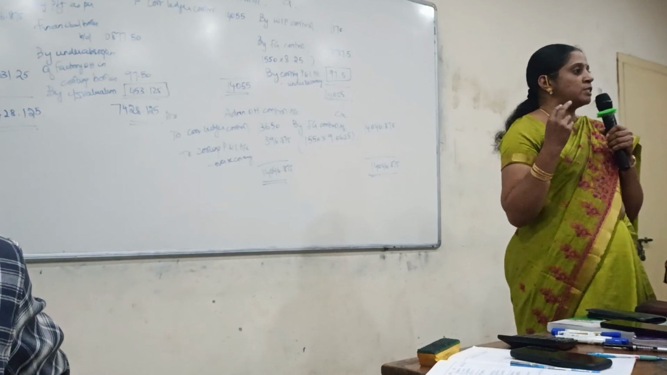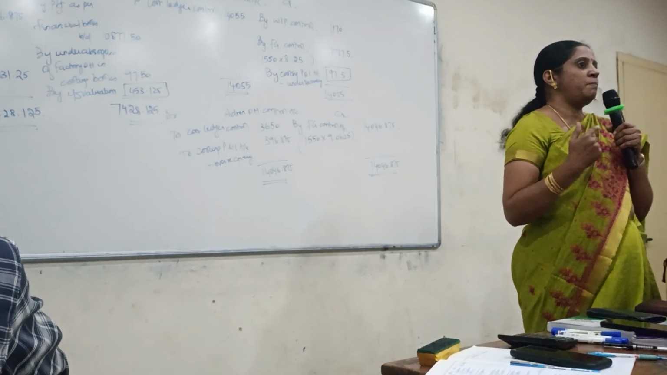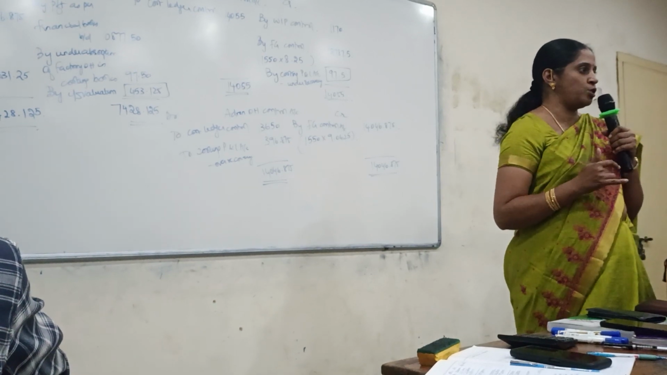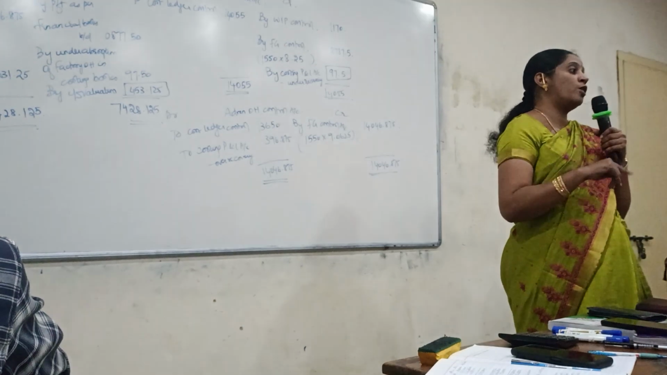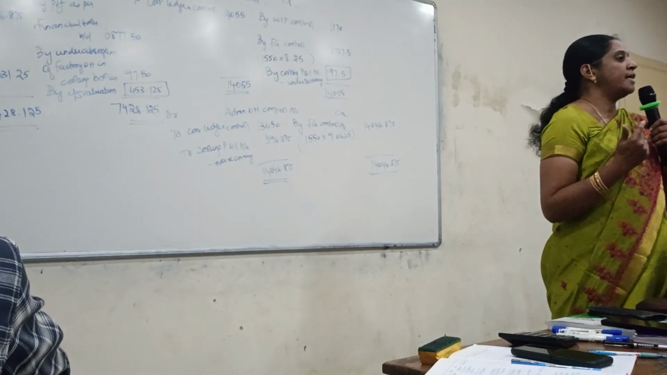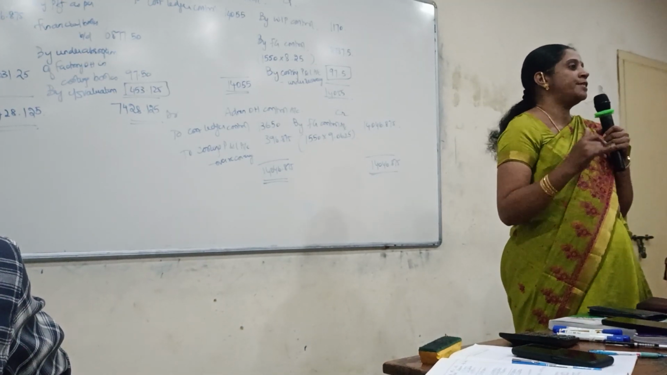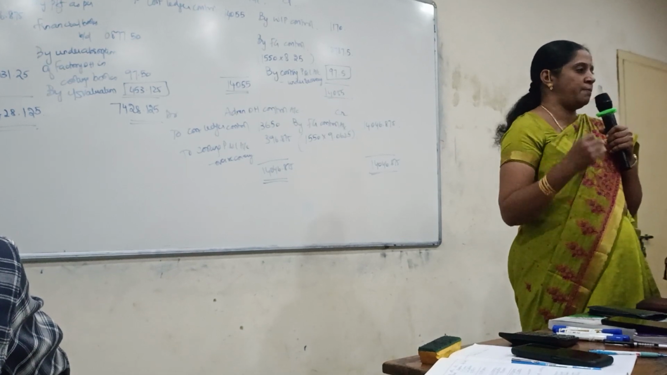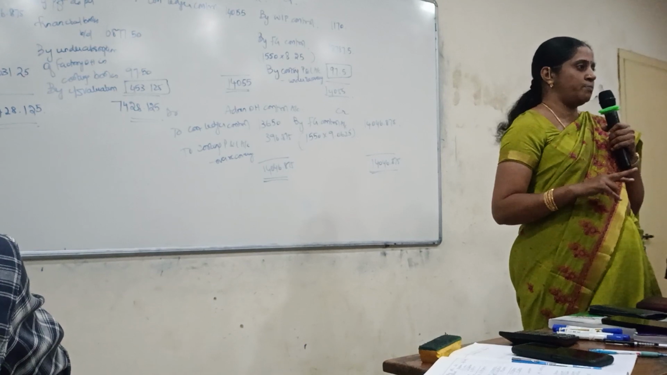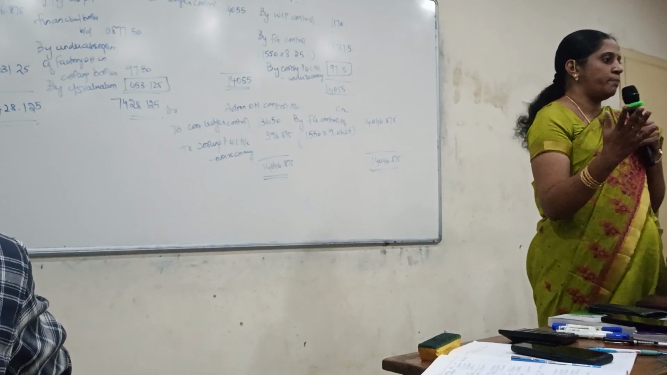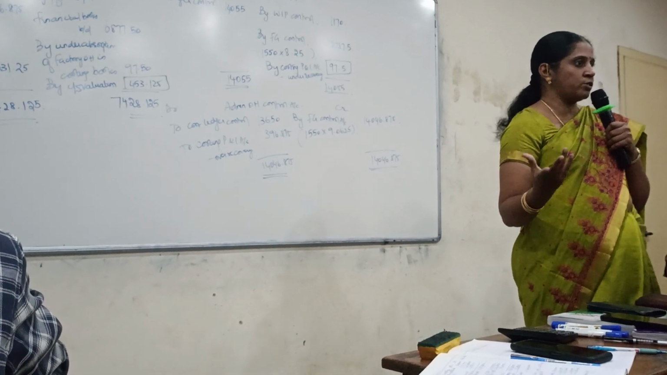BEP in value is fixed cost by PV ratio. BEP in units is fixed cost by contribution per unit. Margin of safety is present sales minus break-even sales, or profit by PV ratio. Sales to earn a desired amount of profit is fixed expense plus desired profit by PV ratio, or fixed expense plus desired profit divided by contribution per unit. With these formulae, we applied various concepts.